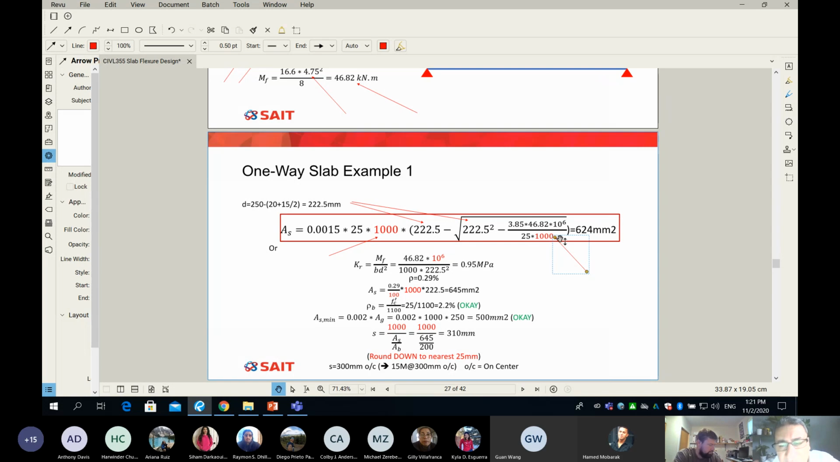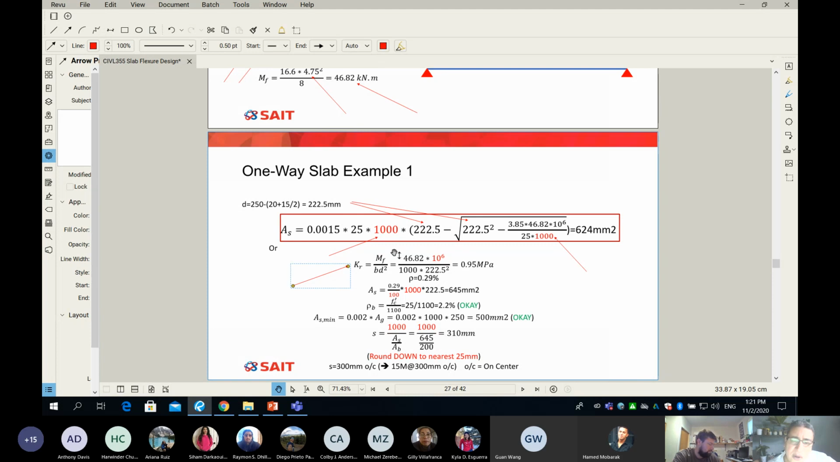So you can see here in my equation, I got 624, and I told you before that this will not be my way to go after I taught you this lovely other method. You guys remember the other lovely method, which uses tables. So if I want to use tables instead of doing this painful math, I'm going to show you how. You need to find the K. How do you find the K? It is simply the moment divided by b d squared.